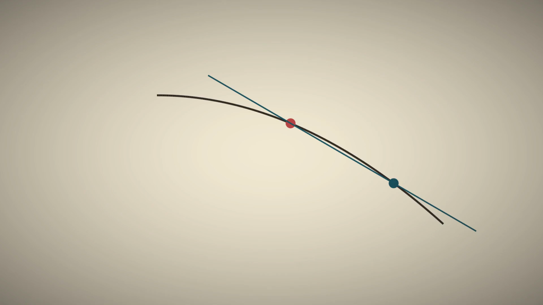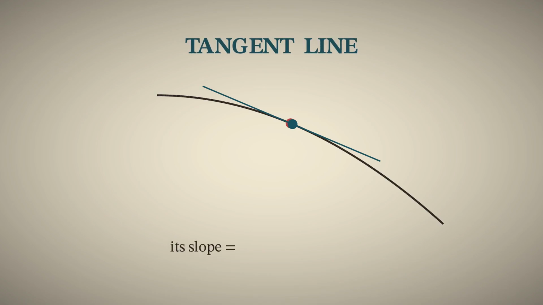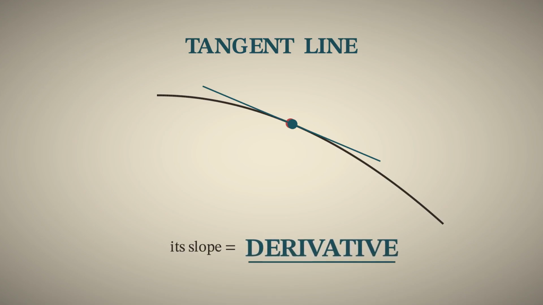So I do the trick. I slide the second dot closer to the first one. Closer. Closer. And as the second dot gets infinitely close, basically touching the first one, the line stops cutting through the curve. It just kisses it. At exactly 1 point. That line has a name. It's called a tangent line. And its slope, how steep that tangent line is, that is the derivative.